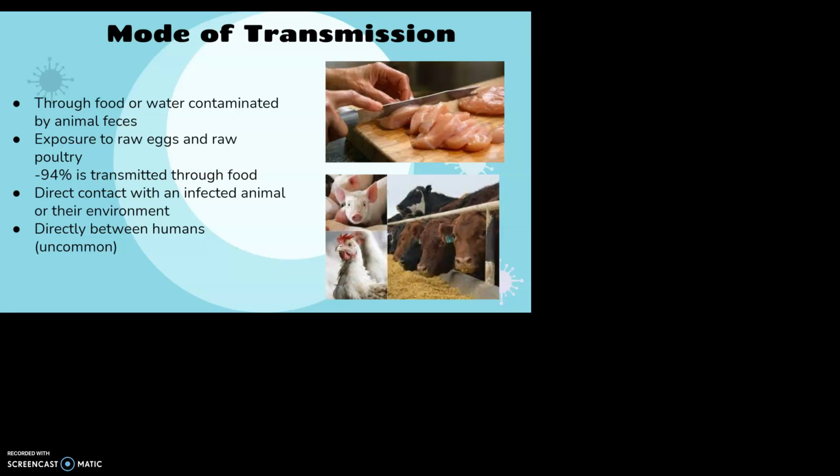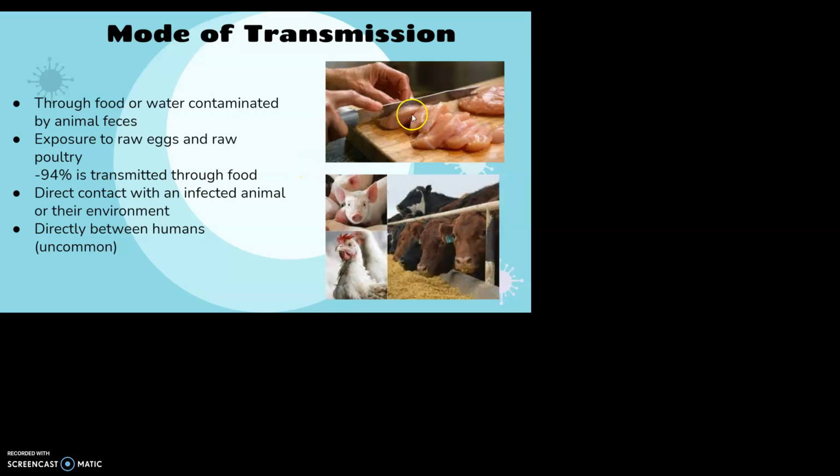Different modes of transmission. So, as mentioned before, it'll be through contaminated water and food, usually by animal fecal matter. And the exposure to raw eggs and raw poultry is a big one. The reason why poultry is so commonly heard of when it comes to salmonella is because salmonella is part of the poultry's normal microbiota. So it is already in that poultry, which is why it's so important that we fully cook our chicken, that there is no pink left in it, and that we are careful whenever we're dealing with raw chicken or raw meat of any kind.